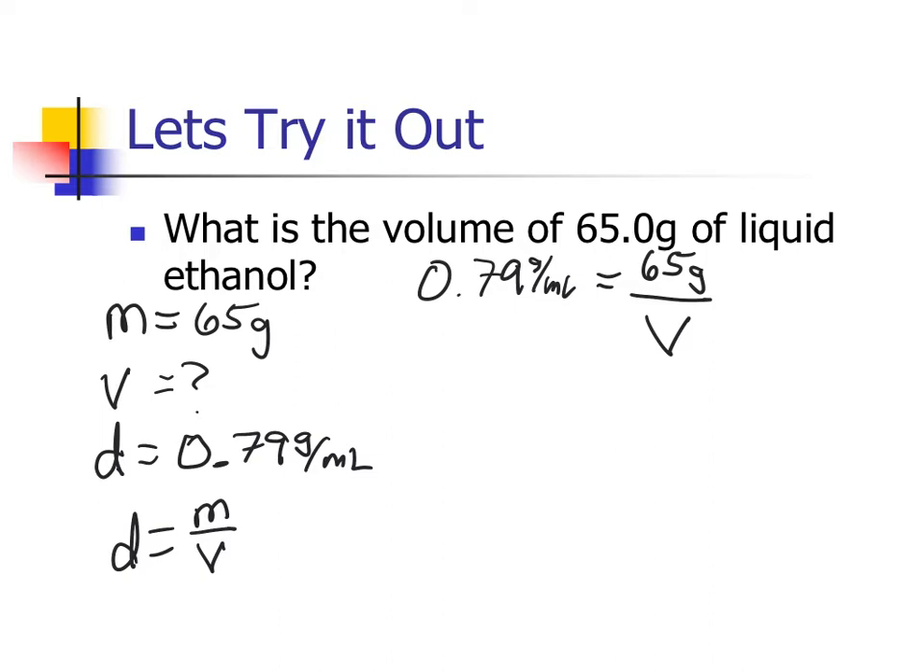I'm going to multiply both sides by volume, or V. By doing so, there becomes a debate on whether these V's cancel out or they just become a ratio of 1. Doesn't matter. Technically, we're both correct.